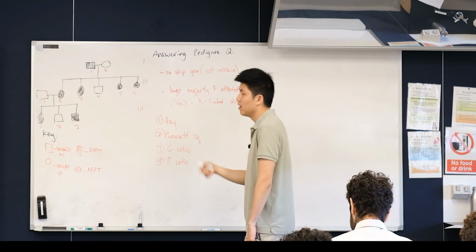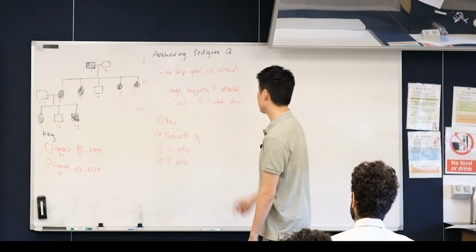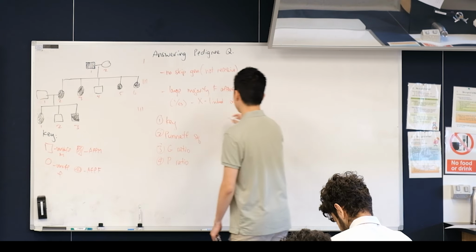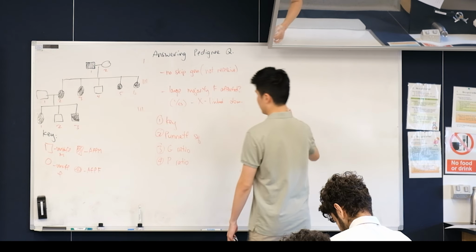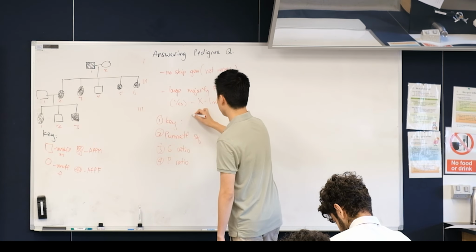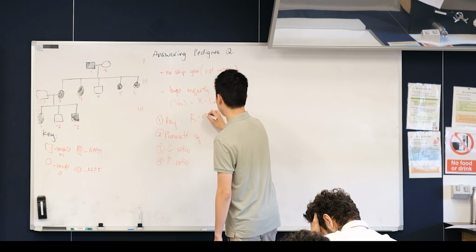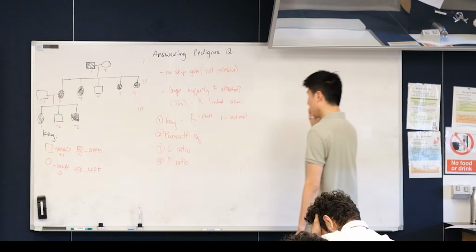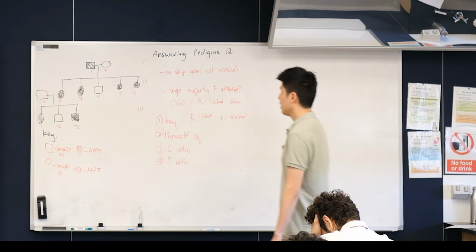So what I might do is I'll assign a key, right? So I think it's called Rett syndrome, right? So I'll just use R, right? So I'll just say capital R is Rett syndrome, and then lowercase r is normal, right? Then I'll do a Punnett square.